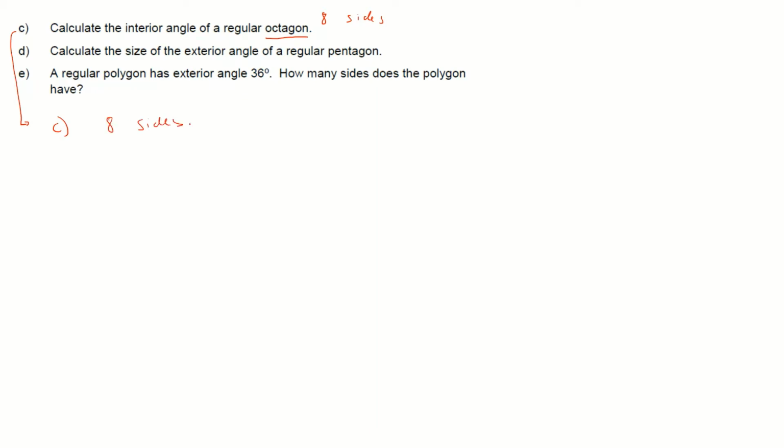8 sides. That means 6 triangles. All right, and 6 times 180 is 1080 degrees. That's my target for an octagon. But remember, there's 8 equal sides, so there's 8 equal angles. So if I do 1080 and I split it 8 ways, you get 135 degrees. So this is one interior angle.